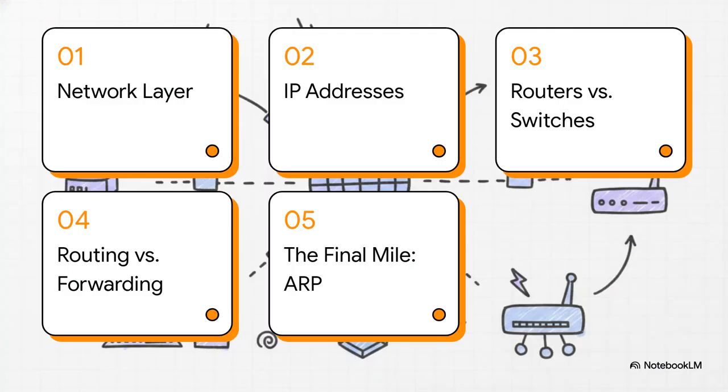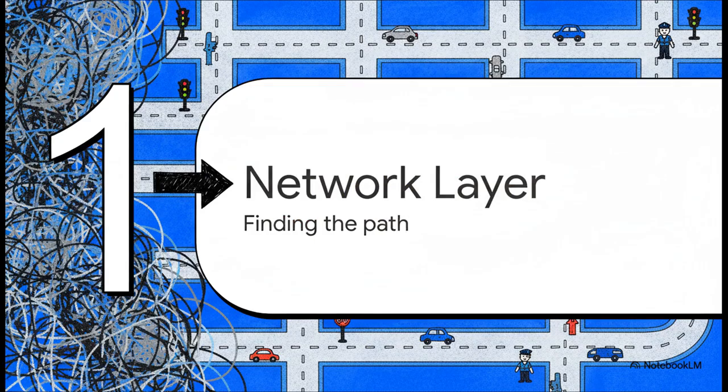Well, here is our roadmap to understand exactly how a packet navigates all this. 1. Welcome to the network layer. 2. Decoding the IP address. 3. Routers versus switches. 4. Routing versus forwarding. And 5. The final mile, ARP. All right, jumping into Section 1, Welcome to the network layer.